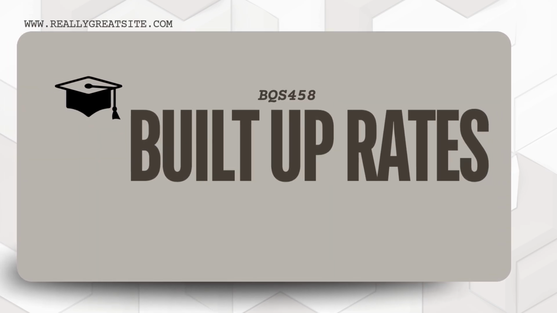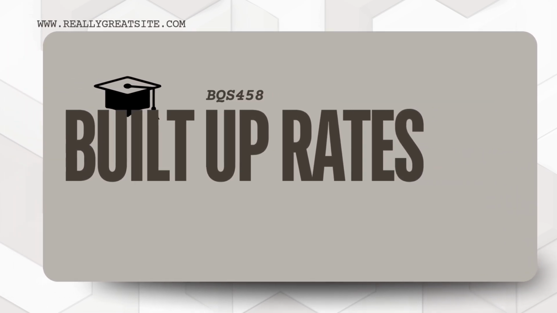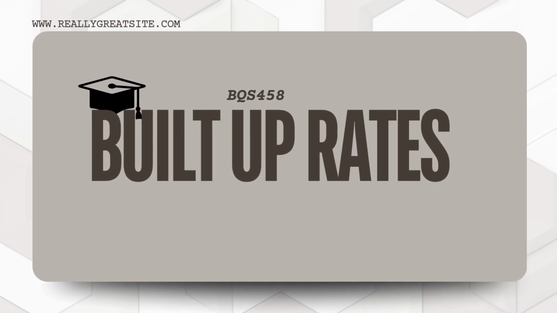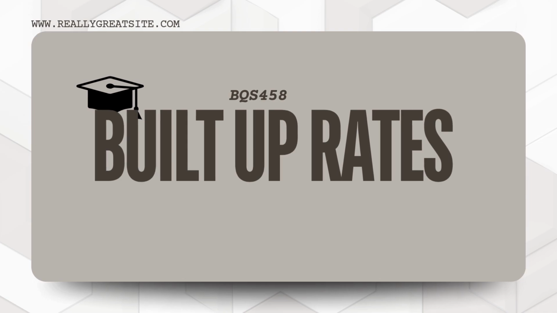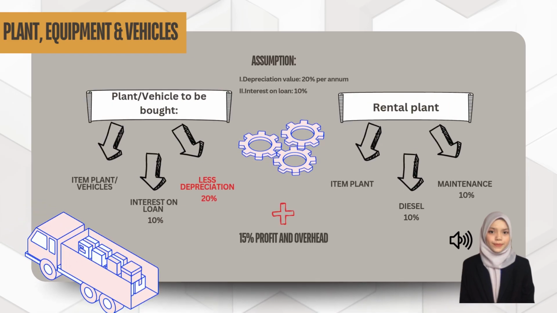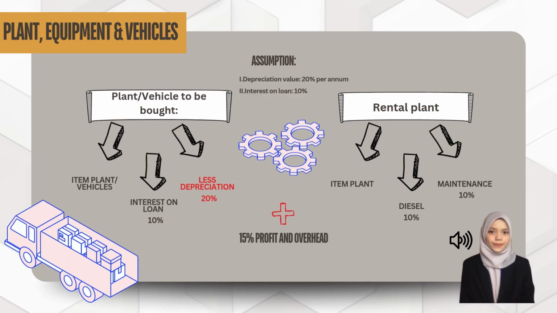So I will start with the main subtopic, which is build-up rates. I choose 5 preliminaries items, which are plant equipment and vehicle, first aid kits, water supply, temporary holding and storage. The first item is plant equipment and vehicle.